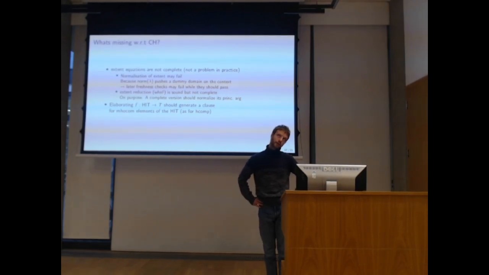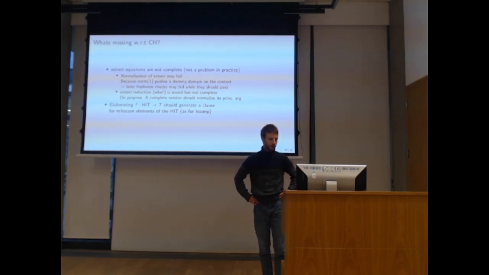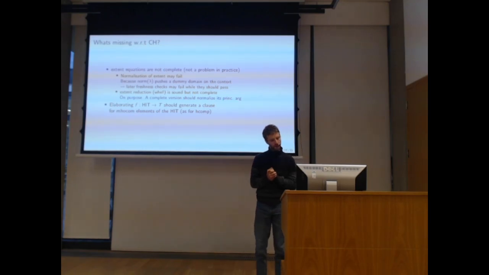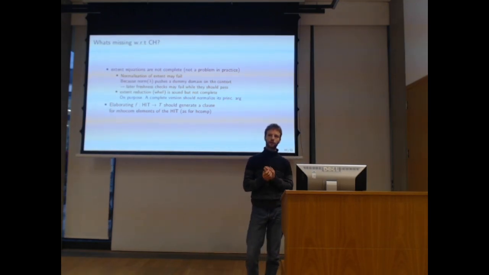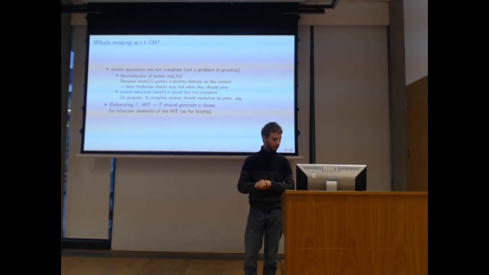Okay, so actually, I would say the theory is almost there. I'm only missing two things. As I was saying earlier, extent equations are not complete, but it's not a problem in practice. And also, in cubical, when you elaborate a function that has a hit argument, it's going to generate a clause for edge complements of the hit, which are considered to be canonical elements of that type.